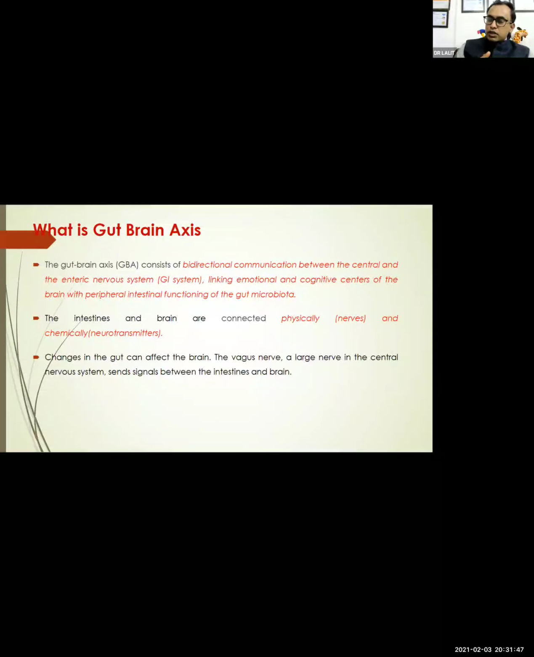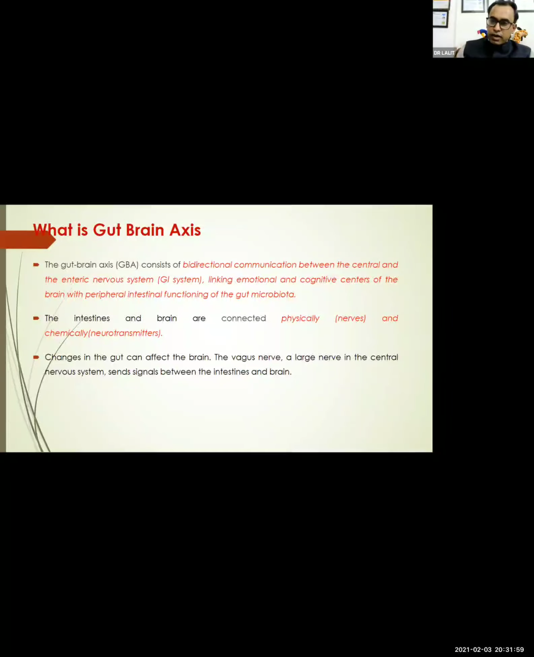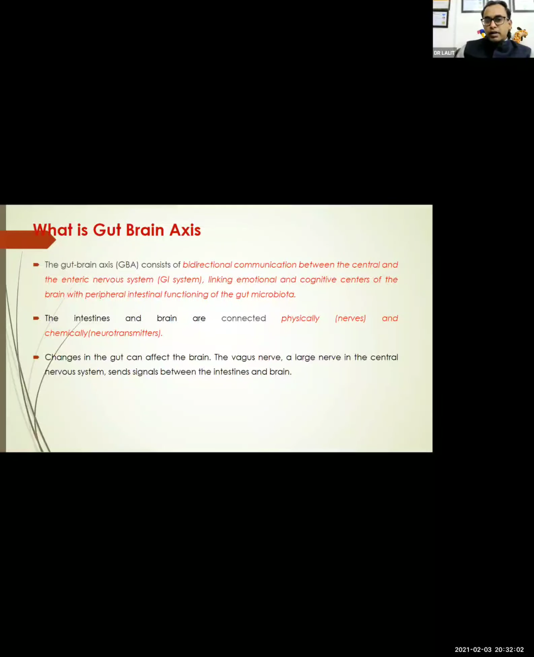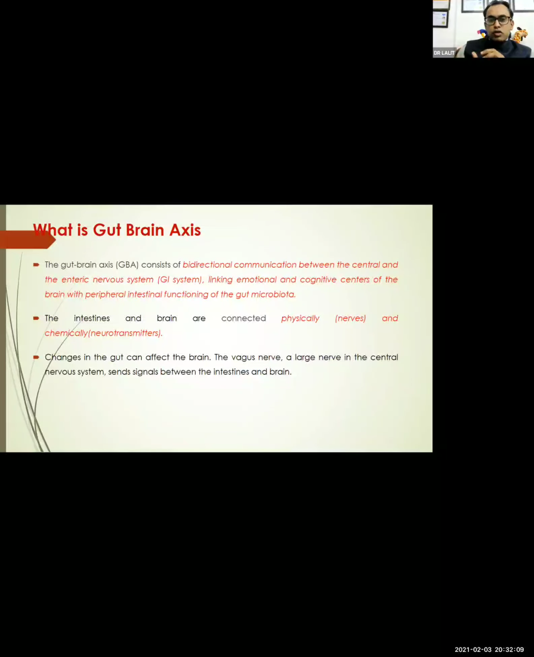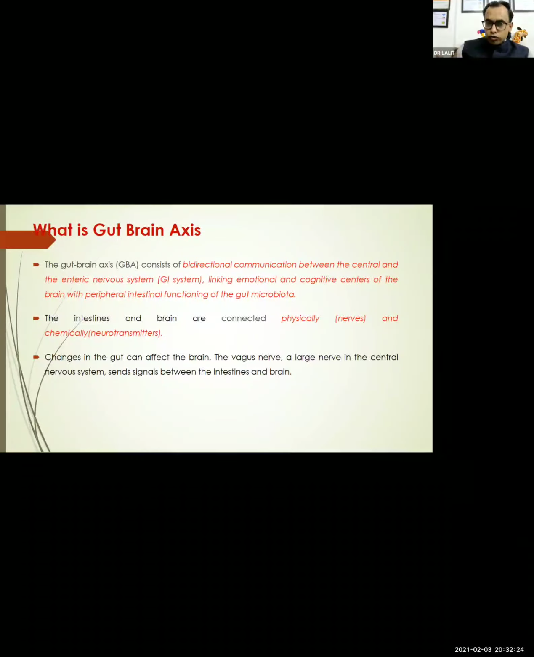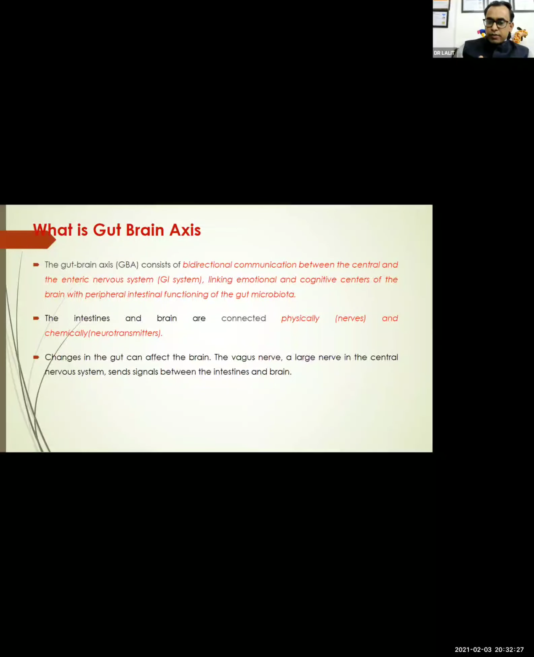The gut is considered to be our small nervous system. The brain is the main nervous system. The gut is considered a small nervous system, called the enteric nervous system. Enteric means intestine or the gut. That is why the name has come. So the gut-brain axis consists of a bidirectional communication between the enteric nervous system, linking emotional and cognitive brain with peripheral interfunctioning of the gut microbiota. This gut and brain are connected through the nerves, through the neurotransmitters, and even through various chemicals and hormones. Changes in the gut can affect the brain. So, we'll be discussing this slide now.